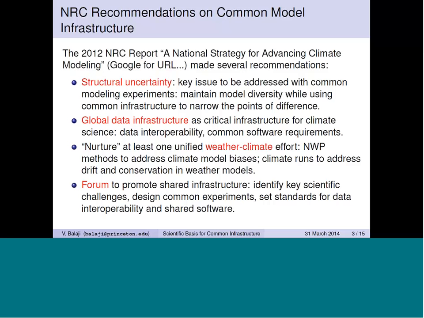They also talk about nurturing a unified weather climate effort. And what that means is that you can use methods that are used in NWP to address biases in climate models. It's found, for example, that certain biases in climate models show up very quickly. So there are long-term biases in the model, but even with a very short run, you can get the patterns from a very short run. So they said you can use NWP methods to try and understand the biases in short runs.